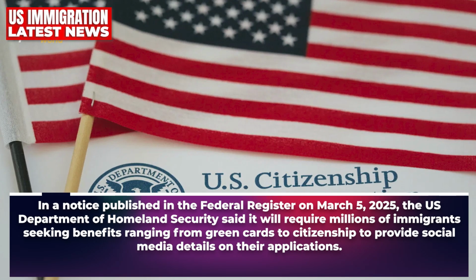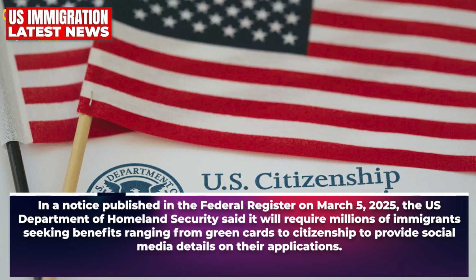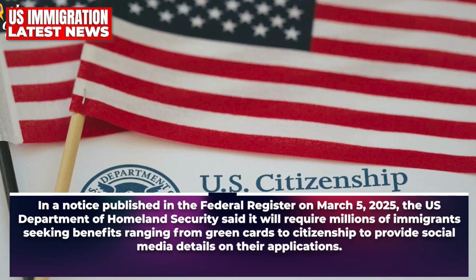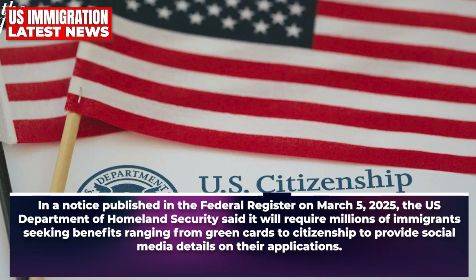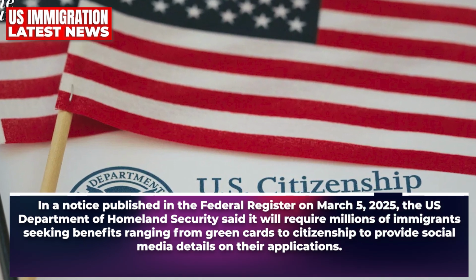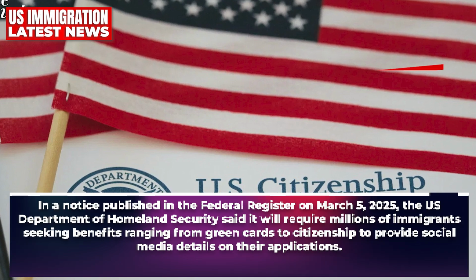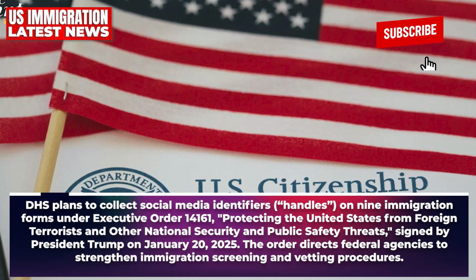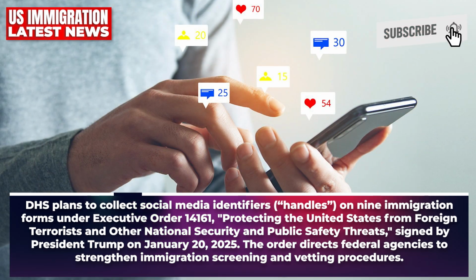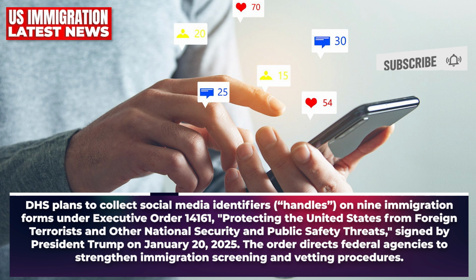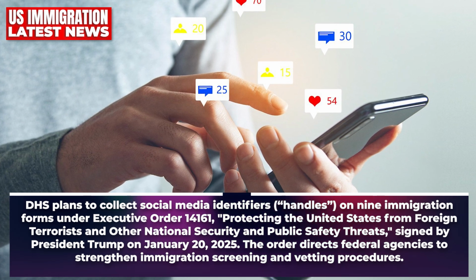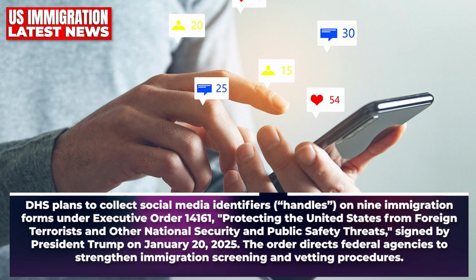In a notice published in the Federal Register on March 5, 2025, the U.S. Department of Homeland Security said it will require millions of immigrants seeking benefits ranging from green cards to citizenship to provide social media details on their applications. DHS plans to collect social media identifiers, handles, on 9 immigration forms under Executive Order 14161, protecting the United States from foreign terrorists and other national security and public safety threats.